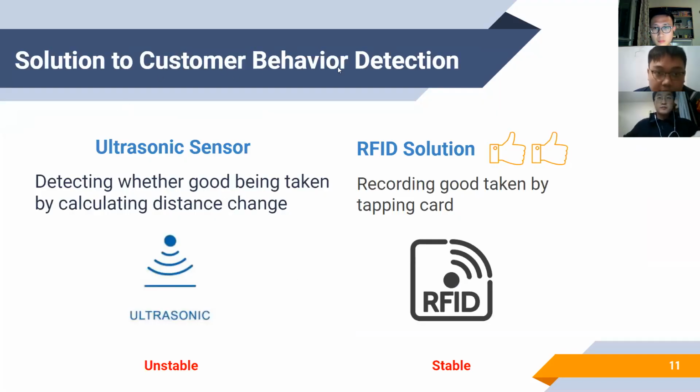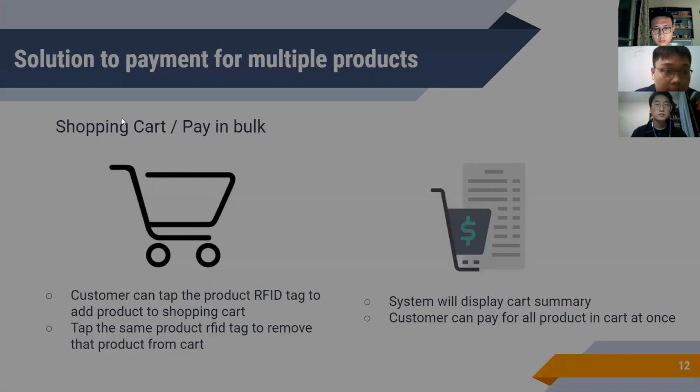And we have a solution for customer behavior detection. At first, we wanted to use the ultrasonic sensor to detect distance changes and know whether goods were being taken or not, but we found that it was not stable enough. So we changed our approach to the RFID solution, which records the goods taken by tapping the card, and it's much more stable.